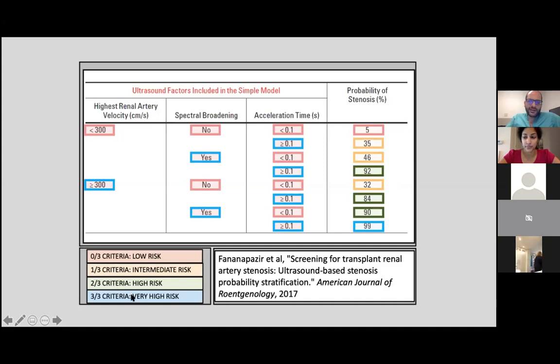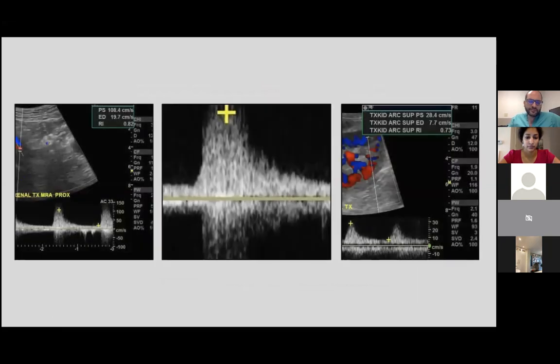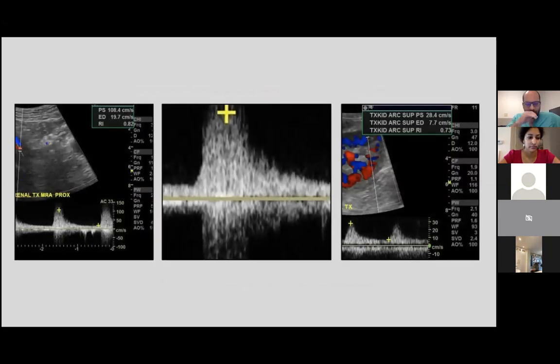That made it somewhat not dependent upon the radiologist who was actually interpreting it. It gave a standardization to our ultrasound reports when we were screening for transplant renal artery stenosis. So just a couple examples here.